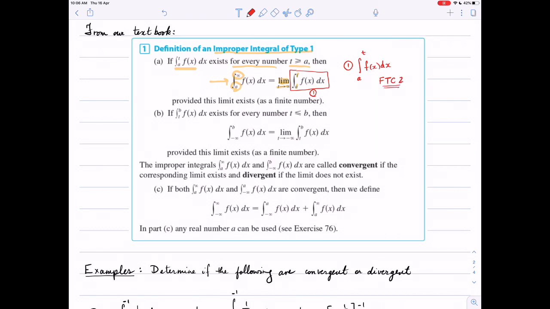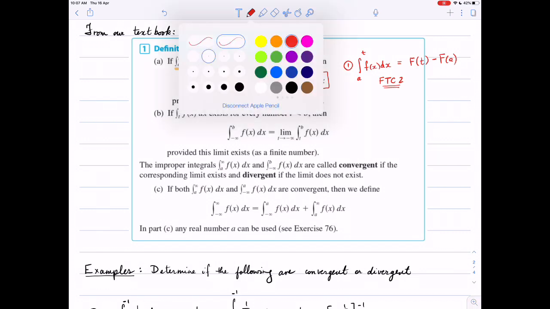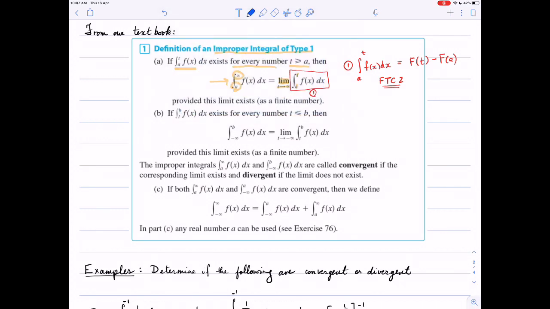So if we had just this part, then we would not have any issue. We would know that we're looking for an antiderivative little f of big F, and we would do big F of t minus big F of a, and we would be done. So what an improper integral does is it comes and adds a second step to that.